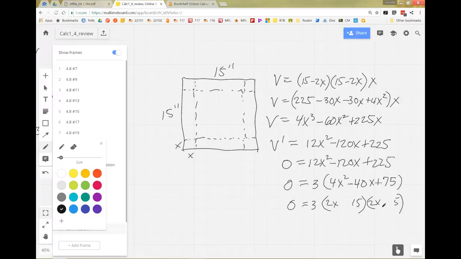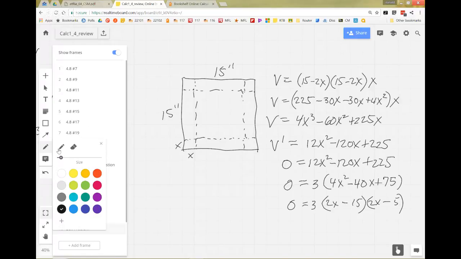Okay, and we need a negative. So negative, let me double check. So negative 30x and negative 10x, that works. Okay. So set each factor equal to 0.